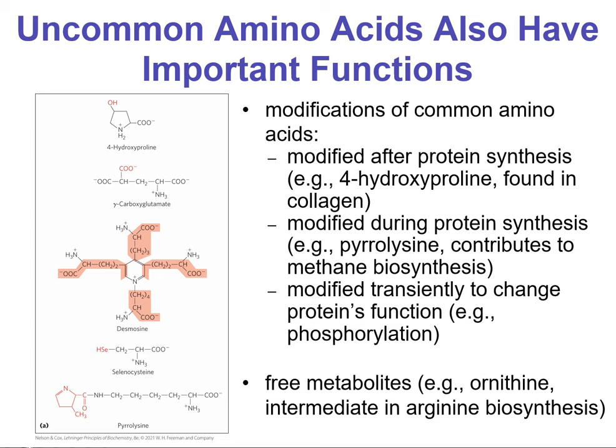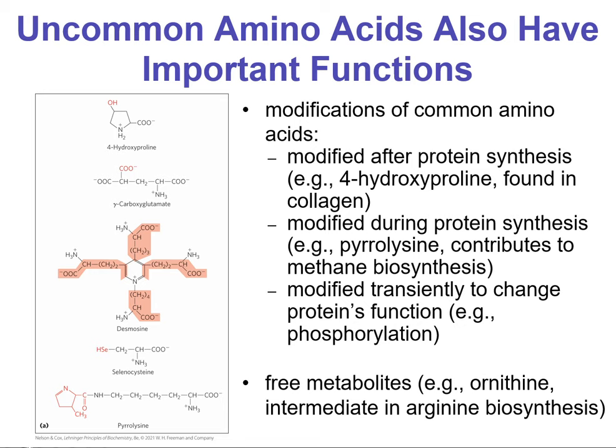There are also some uncommon amino acids that have important functions. You don't need to memorize this. This is just for your own edification. So some common ones are 4-hydroxyproline, which is a modification that happens after a protein is synthesized and is found in collagen. Then sometimes you have modifications that occur during protein synthesis, such as pyrrolysine. Another one is modified transiently to change a protein's function, like phosphorylation. We're going to talk a lot about those, especially when it comes to metabolism.